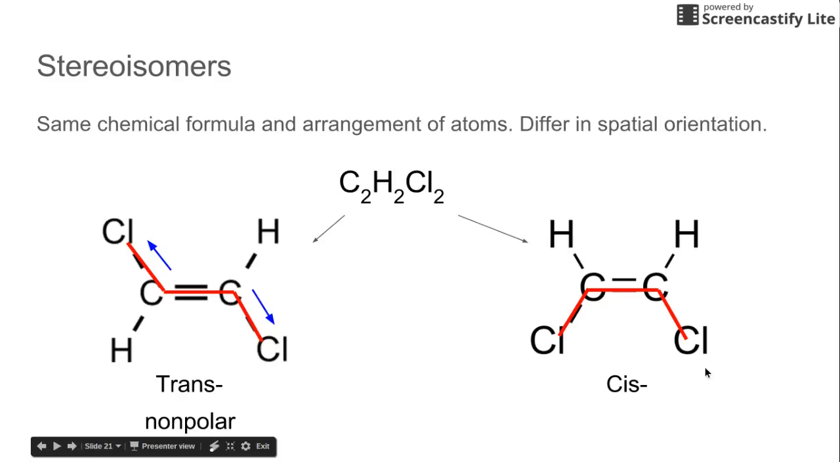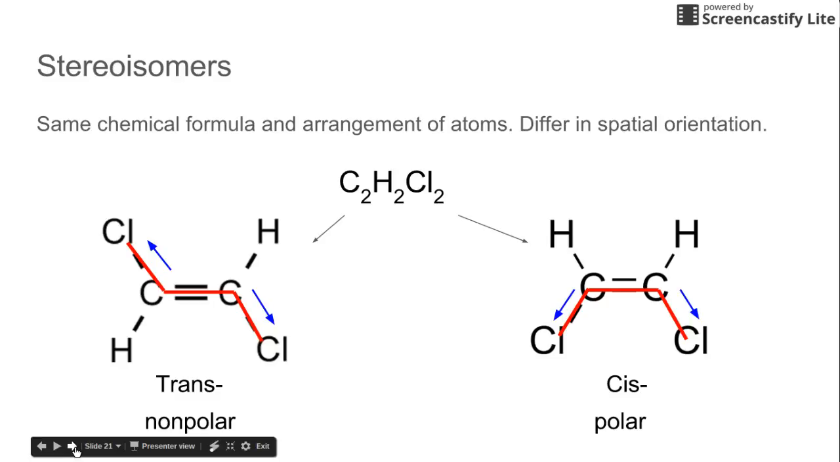The cis version, and that's what we call it when the interesting atoms, or the atoms that are not hydrogen, are on the same side of the molecule. If you see the way the electrons are being pulled, they're both being pulled in the same direction, away from those carbons, so they don't cancel out. So cis dichloroethene is going to end up being polar.